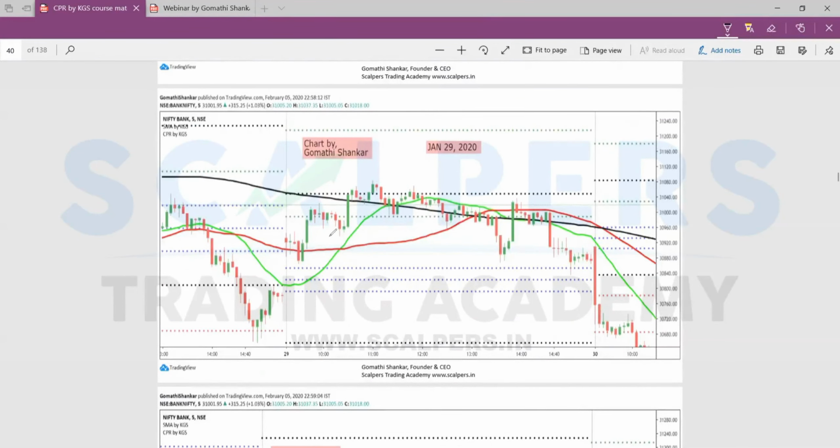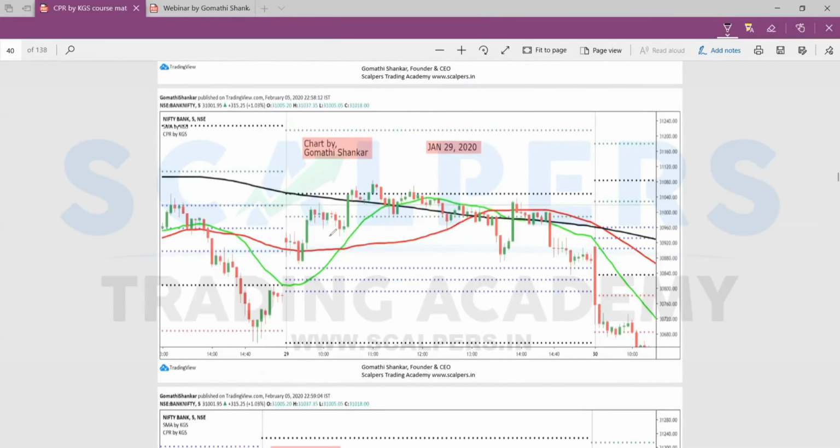Now look at the trap. See, red candles are coming. Everybody will go for a short. Immediately candles are going up. Now after seeing this giant green candle, everybody will go for a long. But see, immediately the candles are coming down. This is how trap occurs.